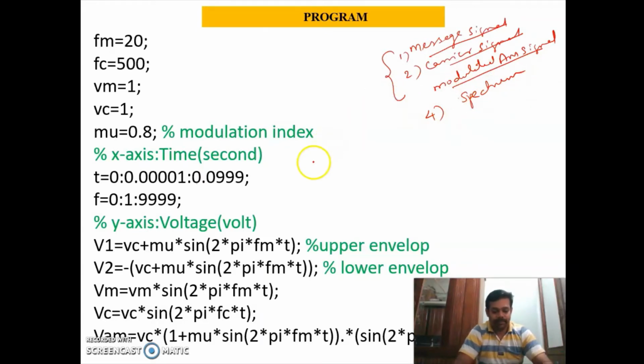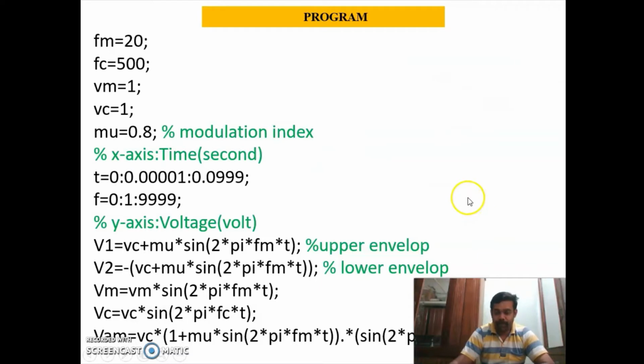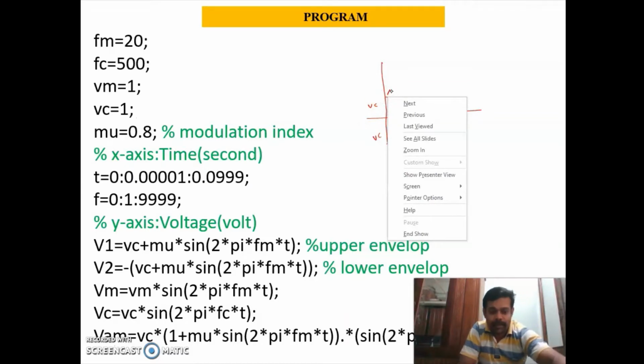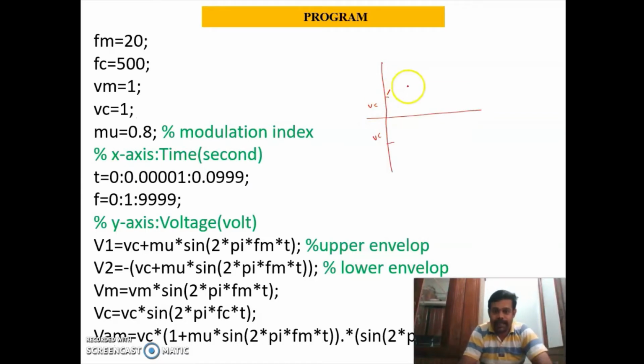Now you know that for the modulated signal, you will have an upper envelope and a lower envelope. The modulated signal will look like this. This is your VC, which is 1 volt. From VC, the envelope of your modulated signal is nothing but the modulating signal. It will be like this.